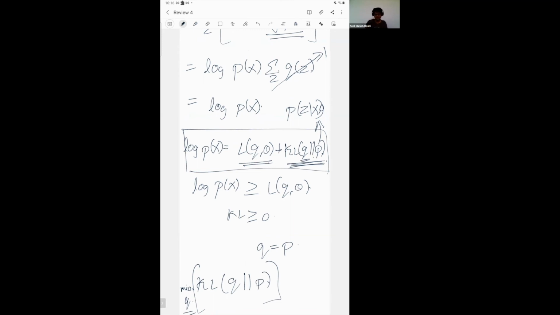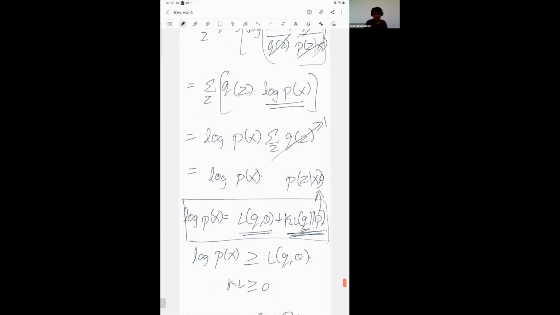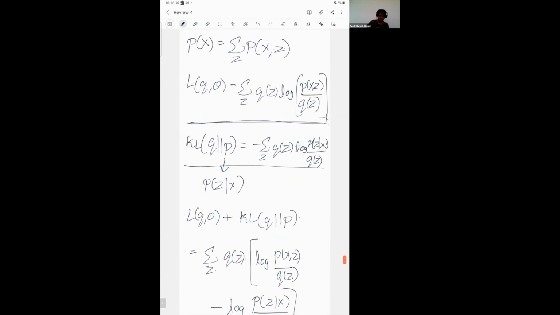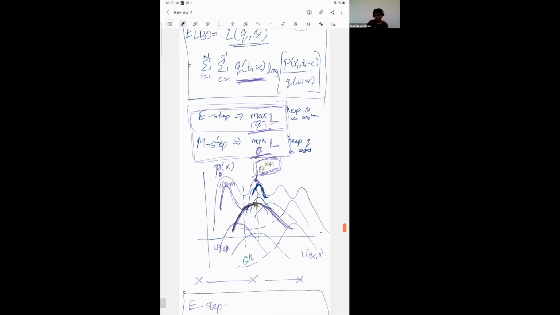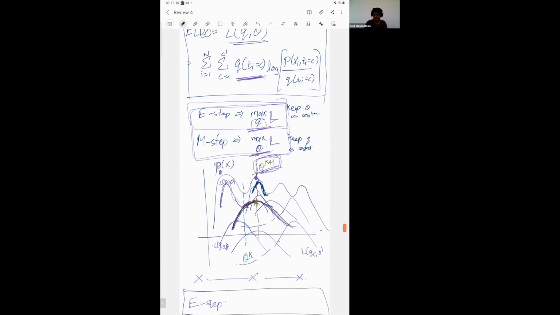Were you able to understand? Can anyone provide a summary if possible? Any feedback? Should I go faster? Should I go slower?